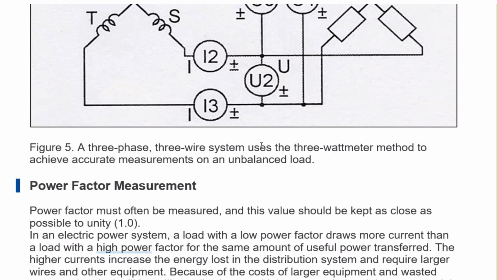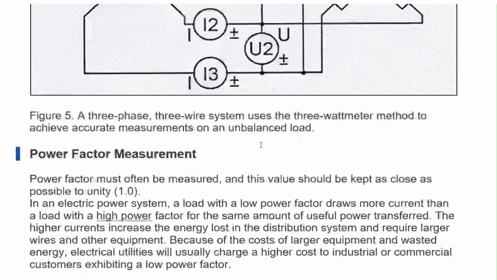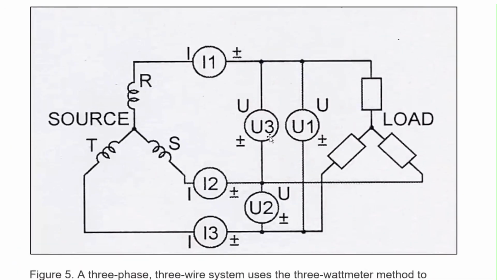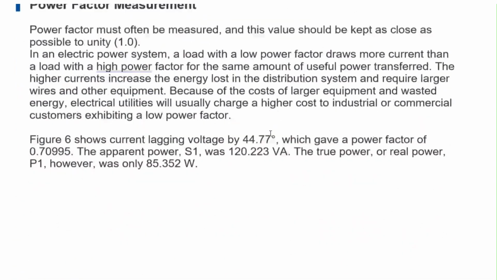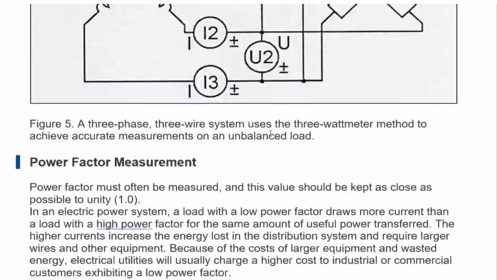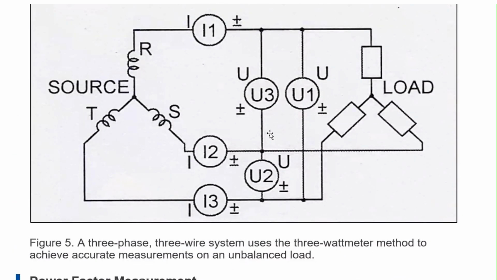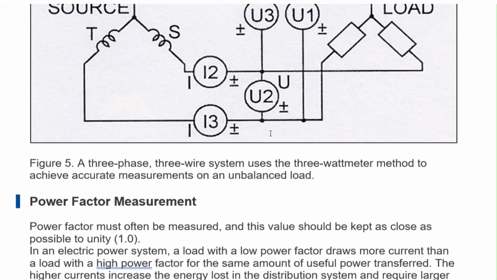Three-phase three-wire system employs the 3 wattmeter method for better measurement of the power, because in the 2 wattmeter method one phase is left where power factor is not measured, and that could lead to a certain amount of inaccuracy in the measurement. So in order to avoid that, we are using the 3 wattmeter method in place of the 2 wattmeter method to get the better result.